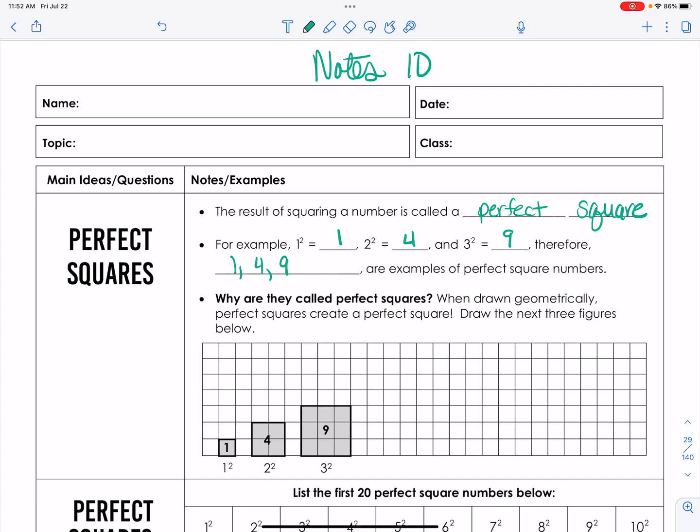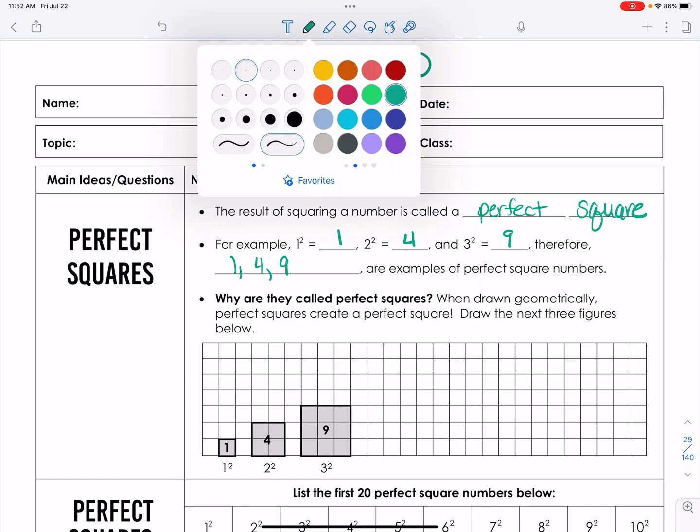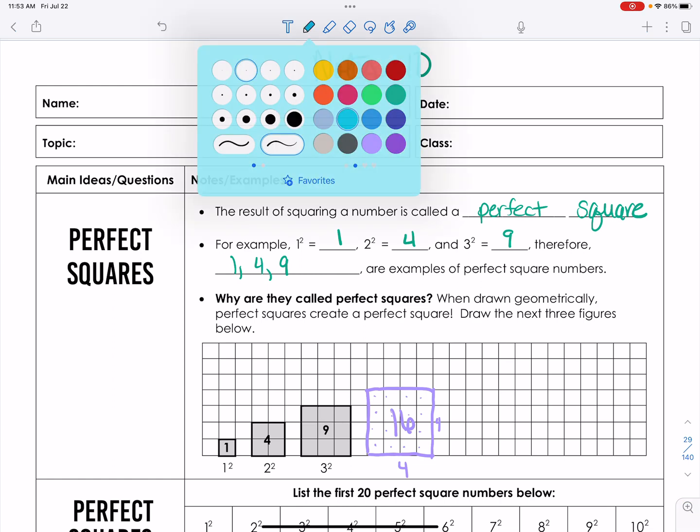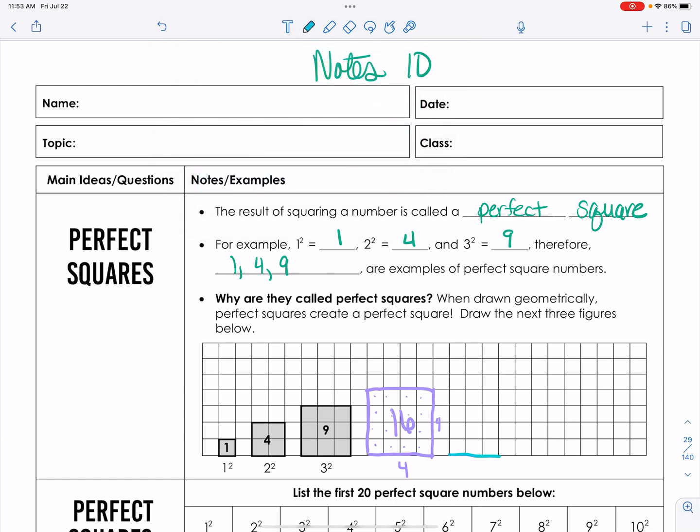When they're drawn geometrically, they make a perfect square. So for example, I drew something that has a side length of 1 and 1, and the square is 1. So if I come over here and draw 4, and I go up 4, I have 1, 2, 3, 4, 5, 6, 7, 8, 9, 10, 11, 12, 13, 14, 15, 16. So it's called a perfect square. So if I were to do 5, and go 1, 2, 3, 4, 5, 1, 2, 3, 4, 5.